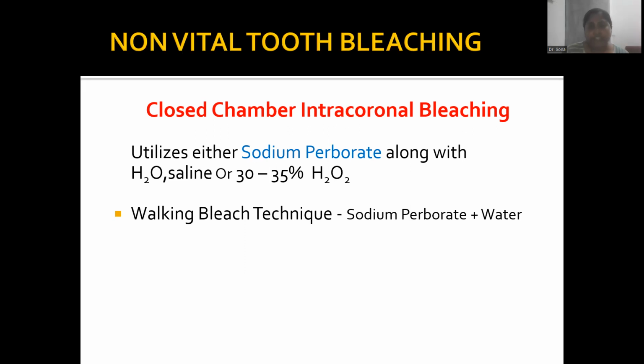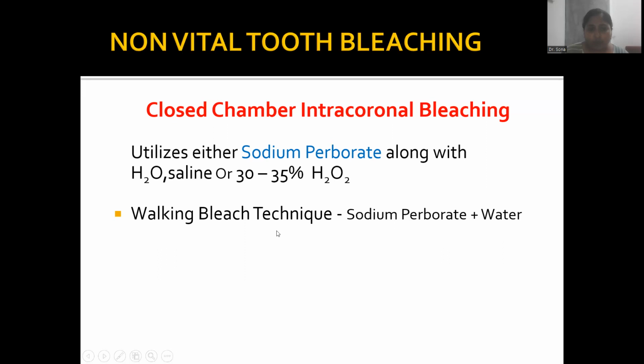Sodium perborate along with water, saline, or 30 to 35% H2O2, otherwise called superoxol, can be used. There are many studies which show that it is equally effective regardless of which material you are using along with the sodium perborate. But there are also a few studies which show that 30 to 35% hydrogen peroxide, if you mix it with the sodium perborate, is slightly more effective than when you mix it with saline or water. You can choose any of these.